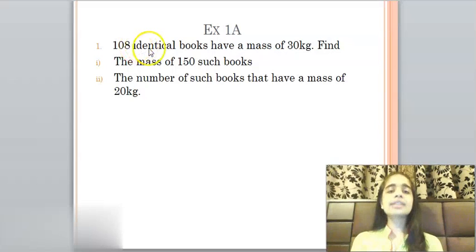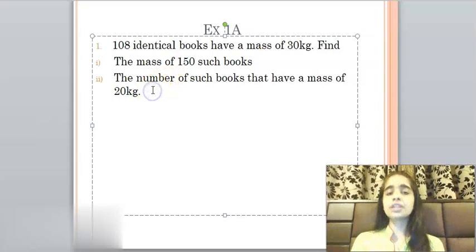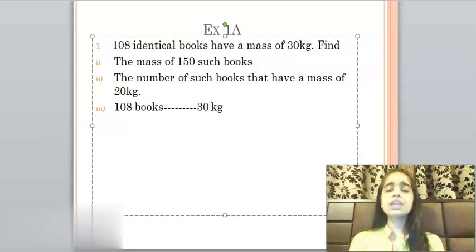108 identical books have a mass of 30 kg. Find the mass of 150 such books. So we know that 108 books are taking a mass of 30 kg. Let's use the unitary method for this. So 108 books have a mass of 30 kg, and we need to find for 150 such books. So let's find it out.